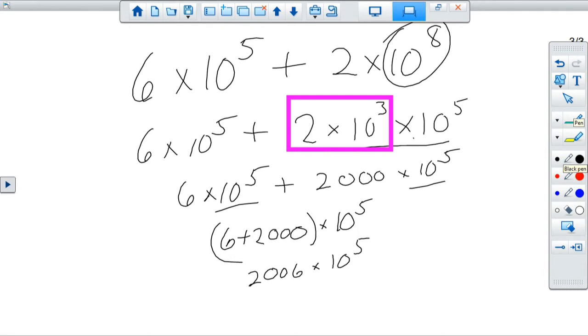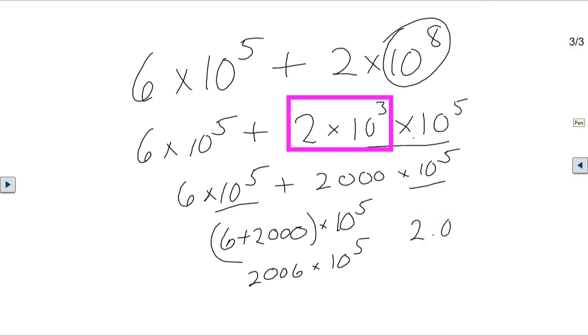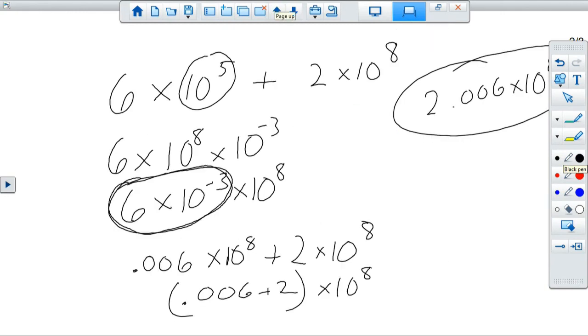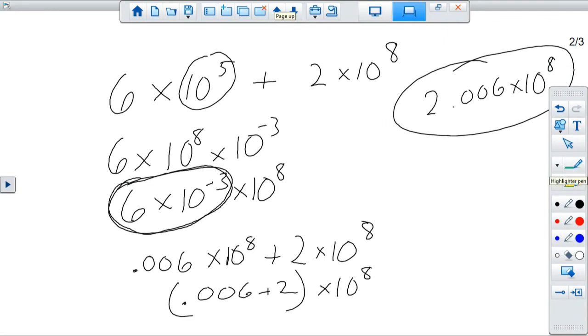So let's do that. So 2006, I'm going to come over here, it is 2.006 times 10 to the 3rd, and then we have times 10 to the 5th. So 2.006 times 10 to the 8th power, right? So we can see we get the same thing. It's a little bit easier to me on the front end. The back end, though, you have to be able to then rewrite it in scientific notation. Again, we can see that we get the same answer.